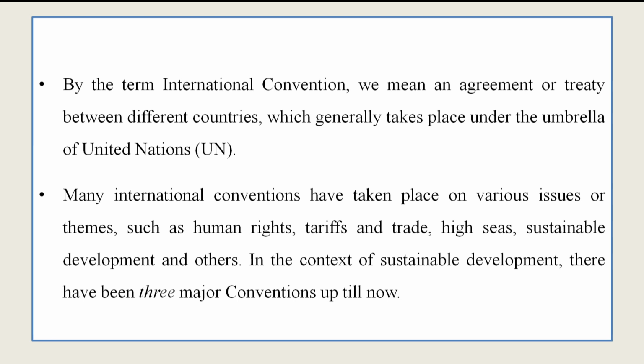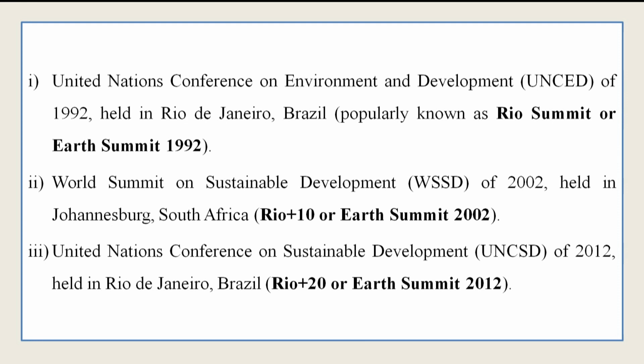They cover various issues and themes: human rights, tariffs, trade, high seas, sustainable development, and also climate change. Three major conventions have happened so far. One is the United Nations Conference on Environment and Development, that is UNCED of 1992. It was held in Rio de Janeiro, and is popularly known as the Rio Summit or Earth Summit 1992.